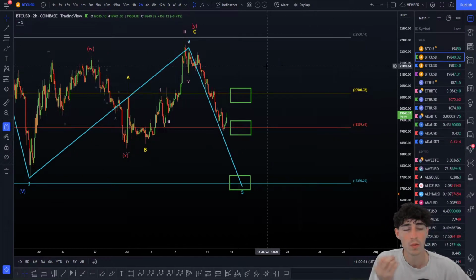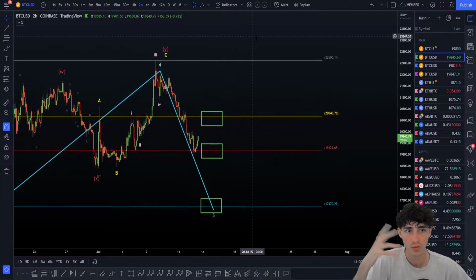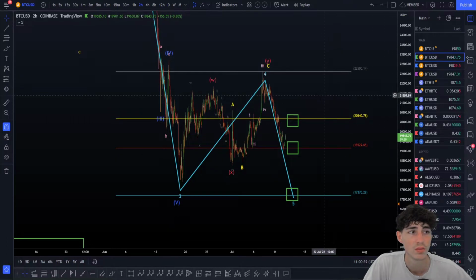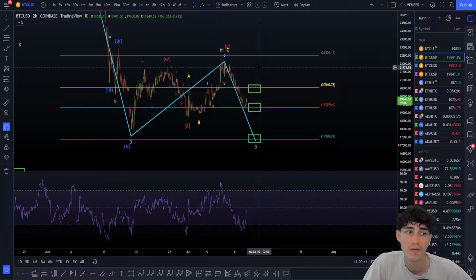So the thing is now, what can we expect? Can we expect to push high from here and literally just pump it up? Of course, this is possible, but it is more likely to be in this. Now, everything is possible. You really have to understand that.